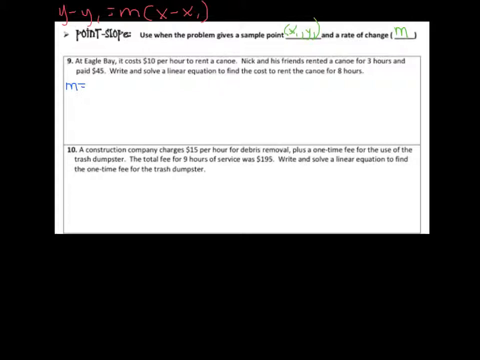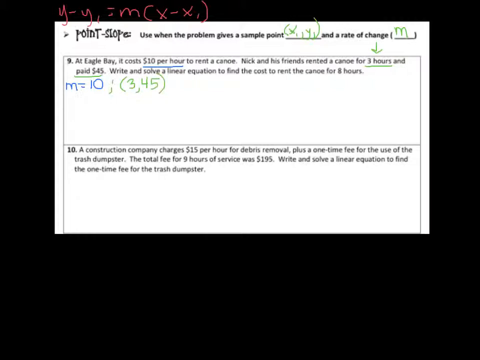So here it tells you that it costs $10 an hour to rent a canoe. So remember, your rate of change is how much something is changing per something else. So the $10 an hour would represent your slope in this problem. Then let's go ahead and look and see if they gave us a sample point. Well, here it tells us that Nick and his friends rented a canoe for 3 hours and paid $45. So our x value was represented by the 3 hours, and our y coordinate, which would be our amount paid, is $45.